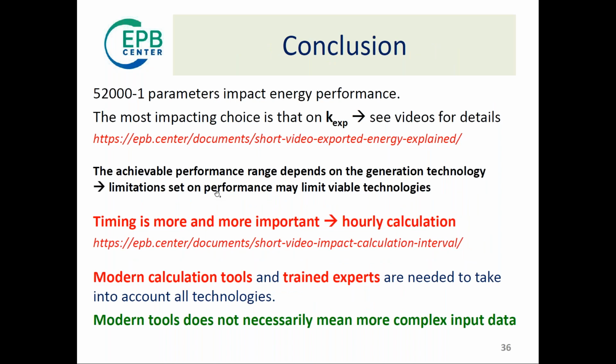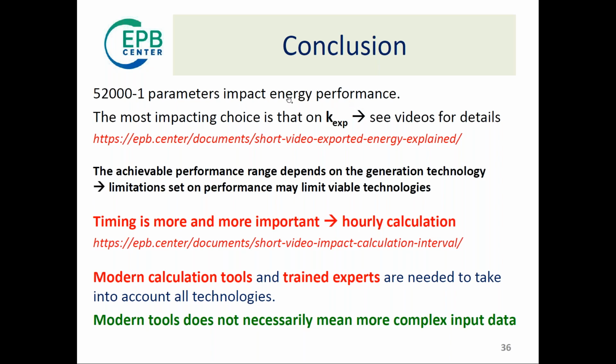So, and here we go to the conclusions. And this was, of course, just like Dick said, just a first glimpse of what you can see when doing the calculation. Now it has been done with actual profiles coming from a calculation, but not really all from exactly the same buildings. This will be assembled, so it is reasonable. So the conclusion: there are some parameters, not so many, that really impact energy performance. And the most impacting choice is the K exported. And there are member states using both, so this might be an issue.